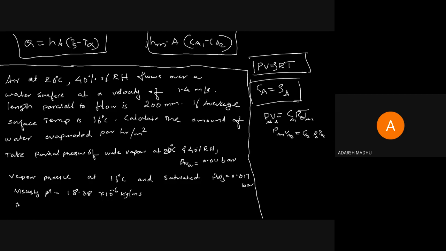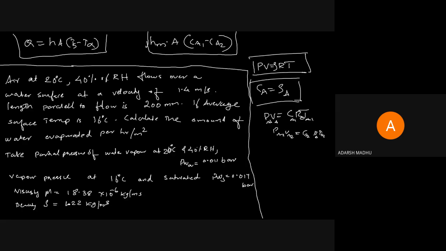Density rho equal to 1.22 kilogram per meter cube. And the last value given, diffusion coefficient D.